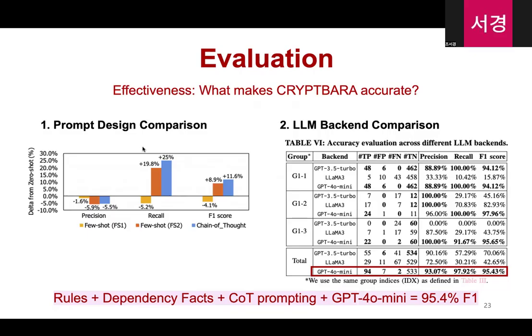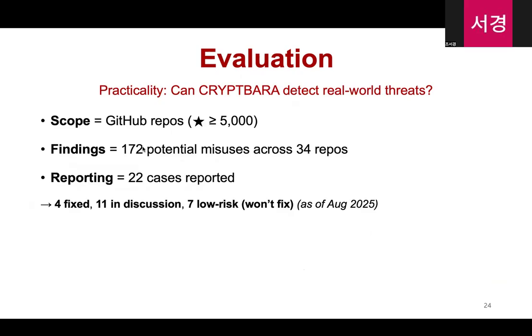GPT-4o mini works best with an F1 score of 95.4%, recall of 97.9%, and precision of 93.1%. In practice, we scanned large GitHub repositories.